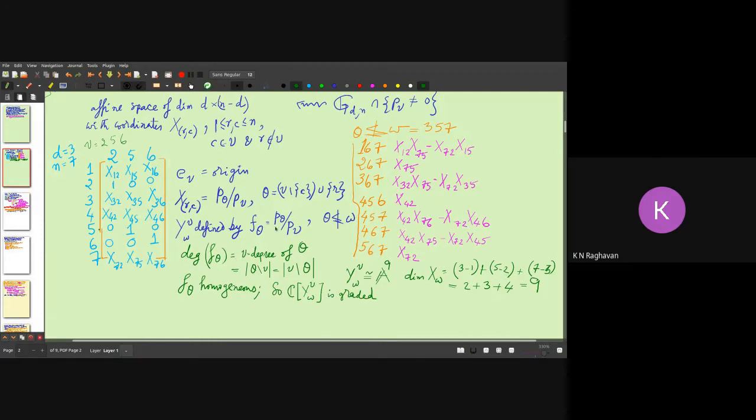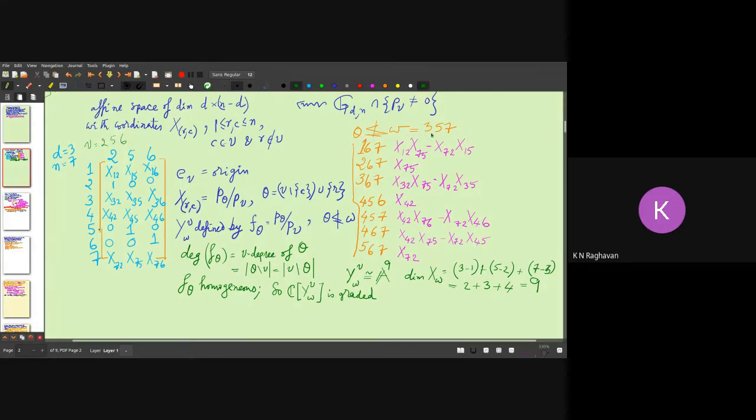So, let's observe the degree of F theta. F theta will be homogeneous because what is F theta? You take these P theta, you take the rows corresponding to theta and take that determinant. And that's what it is. So for example, let's go here and do an example.